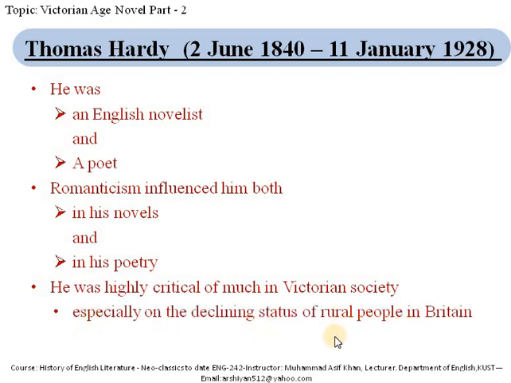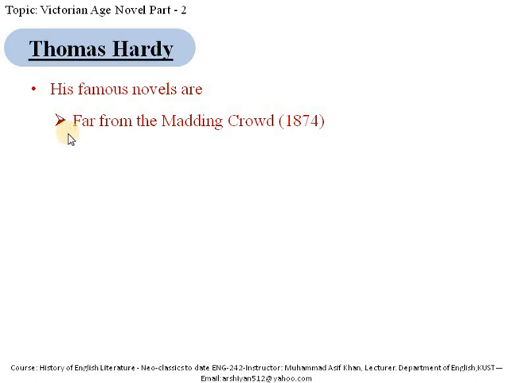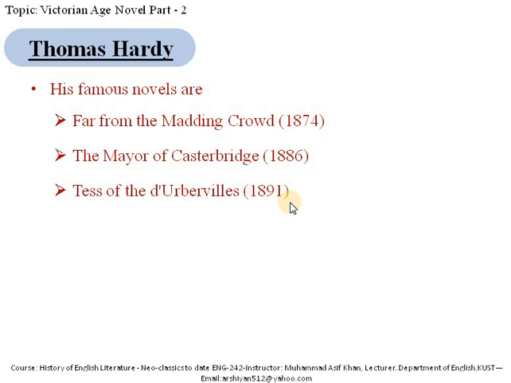So dear students, the famous novels of Thomas Hardy are Far from the Madding Crowd, that was published in 1874. Then we have The Mayor of Casterbridge. It was published in 1886. One of the very important novels in the history of English novels is Tess of the D'Urbervilles, and that was published in 1891. Then we have Jude the Obscure, that was published in 1895.